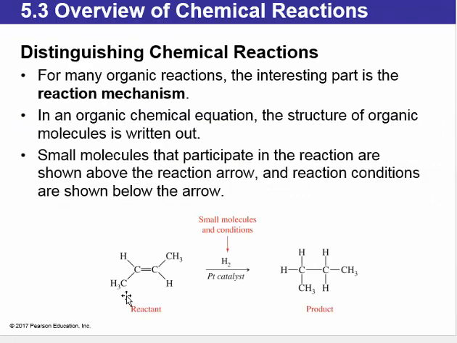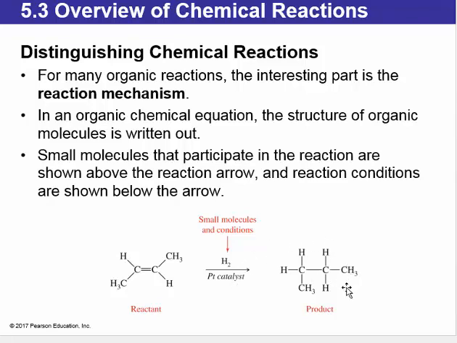So here's an example of an organic equation where we have the structure of the molecule written out so we can clearly see there's a double bond. The arrow actually has one of the reactants above it, hydrogen. Hydrogen is reacting, but it's not that interesting, so we just place it above the arrow, and then we also see that a platinum catalyst is necessary.